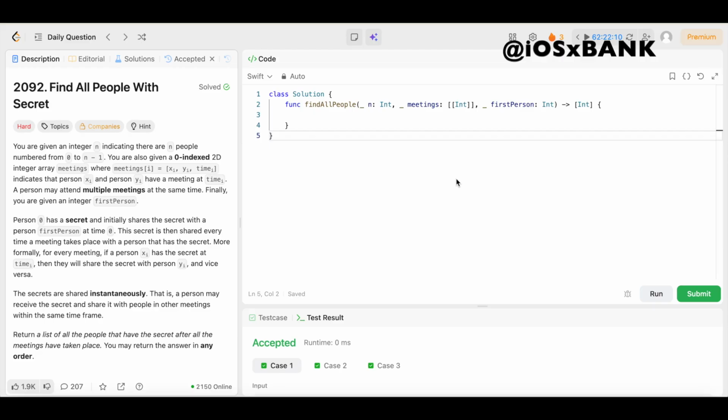All right, y'all, we're back again, another day, another LeetCode problem where we're doing daily LeetCode problems. And today we have question number 2092, find all people with secret. The difficulty level is hard, but don't worry, because you already know we're going to keep the solution as simple and easy to understand as possible.